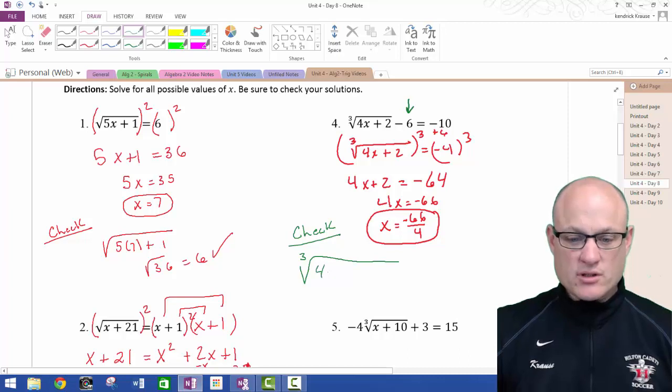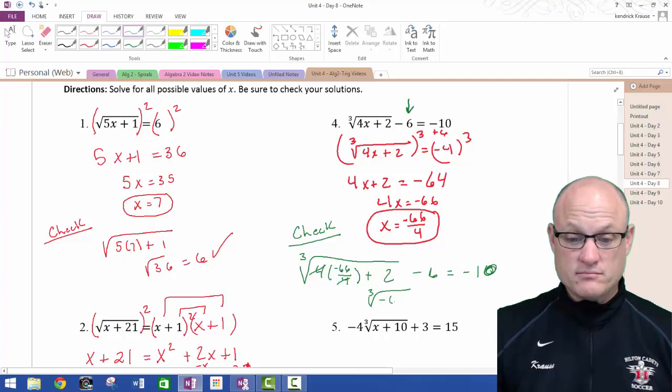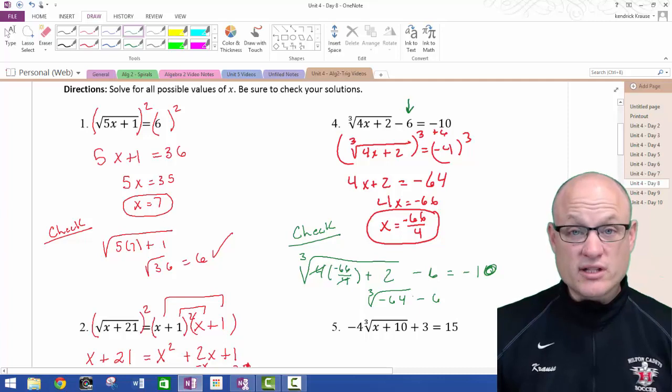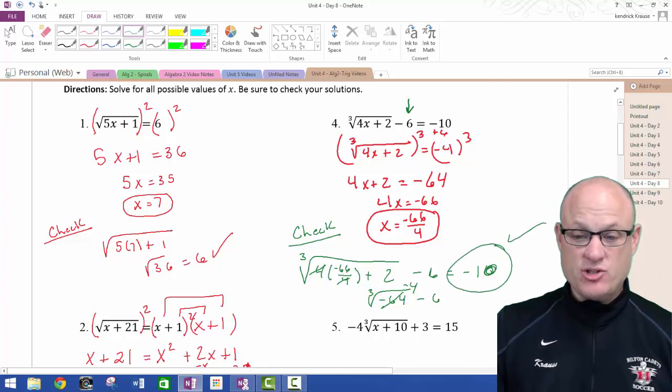It's 4 times negative 66 over 4 plus 2 minus 6. And we want to see if that equals negative 10. Well, here the 4's cancel, so that's cool. And negative 66 plus 2 is, well, that's negative 64. And since the cube root of negative 64 is negative 4, and negative 4 minus 6 is negative 10, it checks.